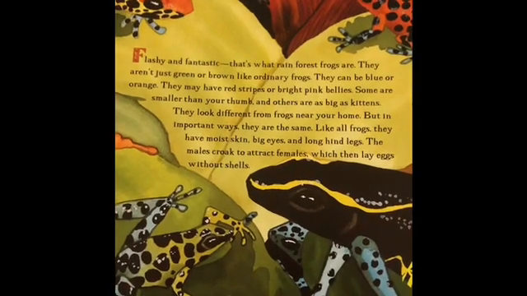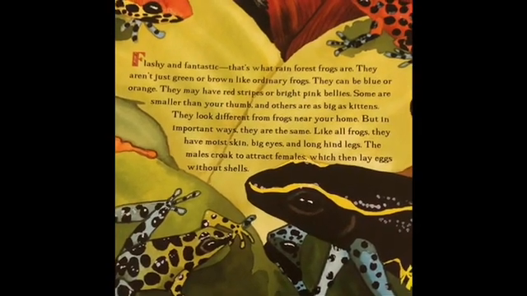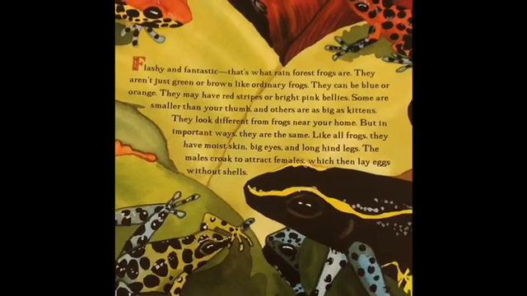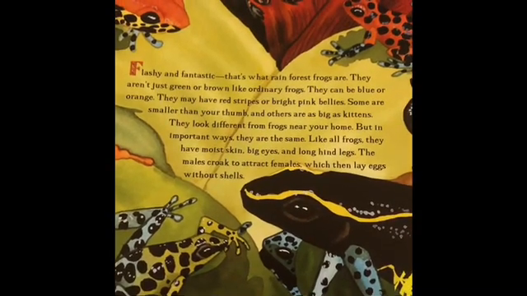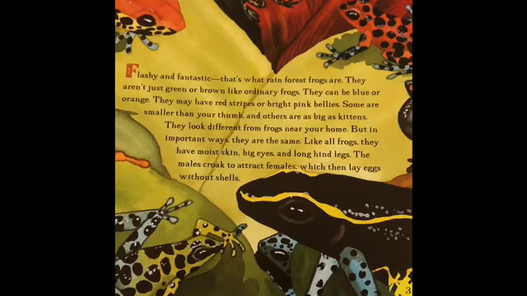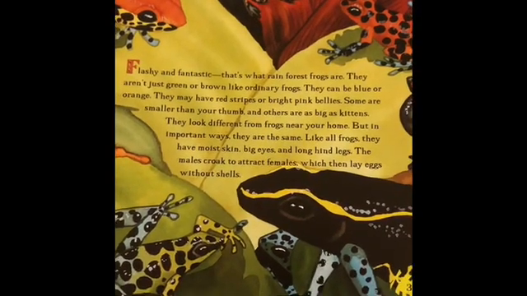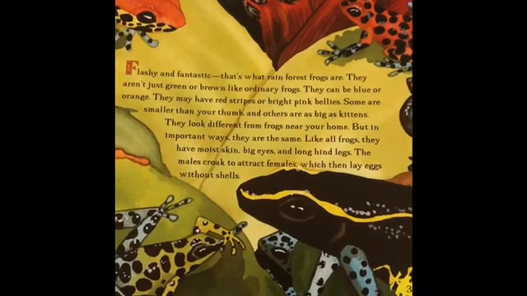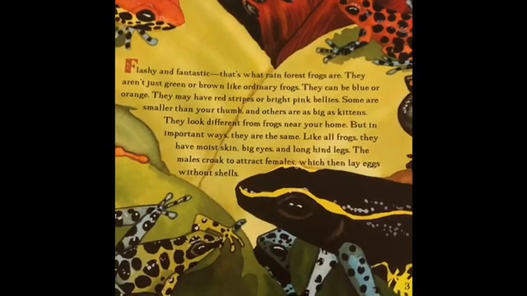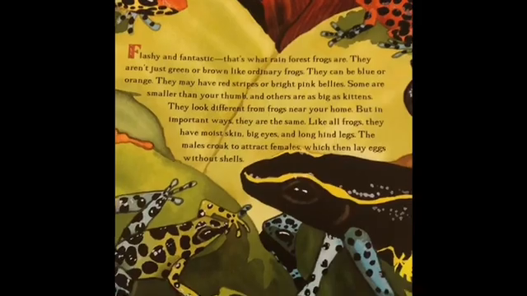They look different from frogs near your home, but in important ways, they are the same. Like all frogs, they have moist skin, big eyes, and long hind legs. The males croak to attract females, which then lay eggs without shells.